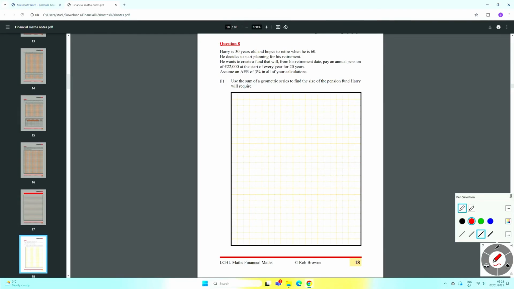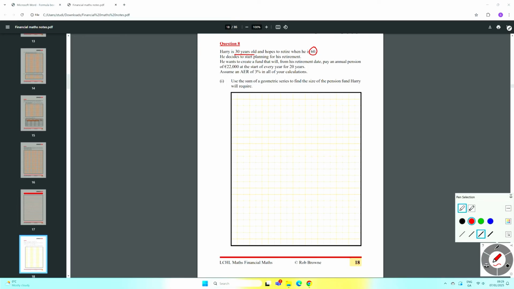So here's the question on page 18. It says, Harry is 30 years old, and he hopes to retire when he's 60. Good luck with that, Harry. So he's hoping to retire when he's 60. He's not going to be retiring at 60, but he hopes to.